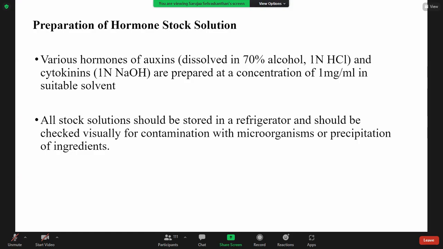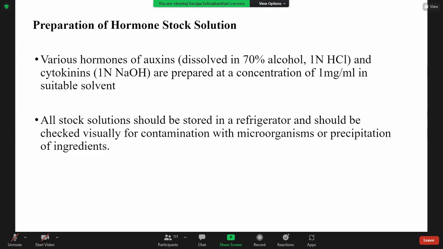It's really hard. So what we do, as with the nutrients and vitamins, for the hormones also we prepare a stock solution. Right? Understand or not? Understand or not? Yeah. Then we have to prepare the stock solution. Right?